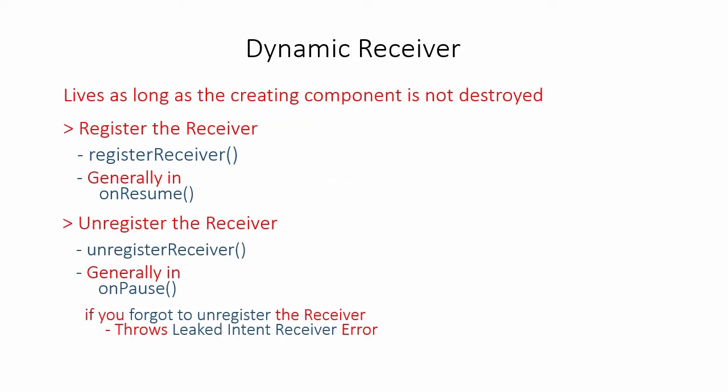For a dynamic receiver, you should first register it, and then unregister it when you don't want to get messages anymore. Mostly we register it in onResume and unregister it in onPause. If you forget to unregister it, it may throw a leaked intent receiver error. I will talk about this in upcoming videos, but now I'm just giving you a hint that it would give an error.